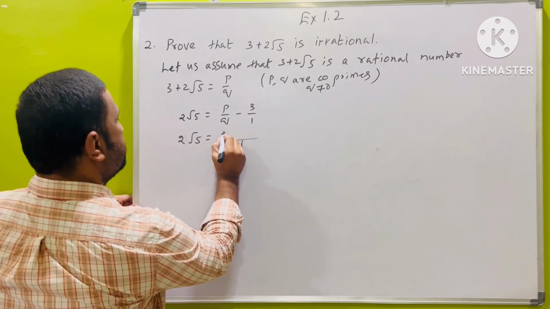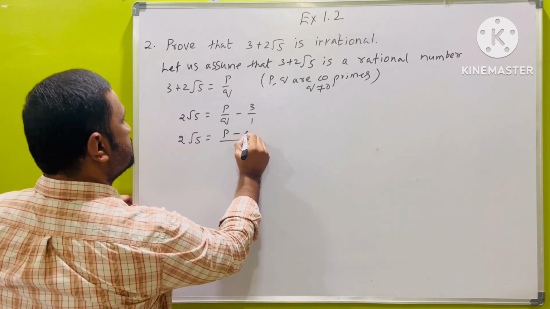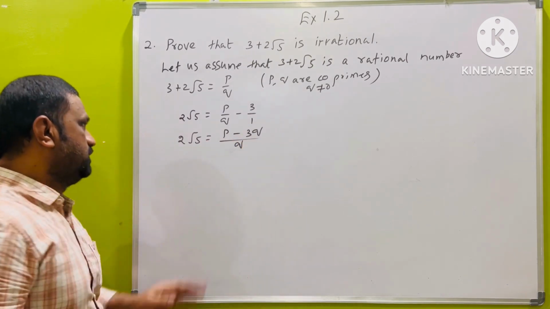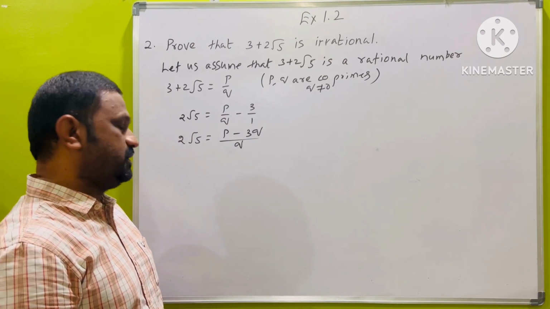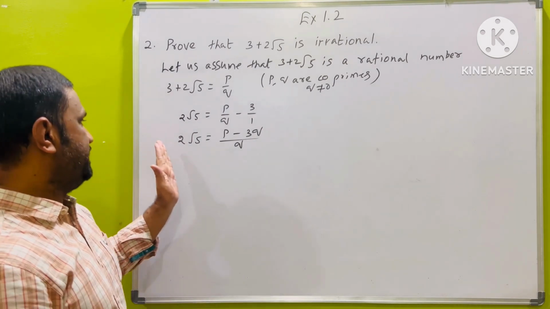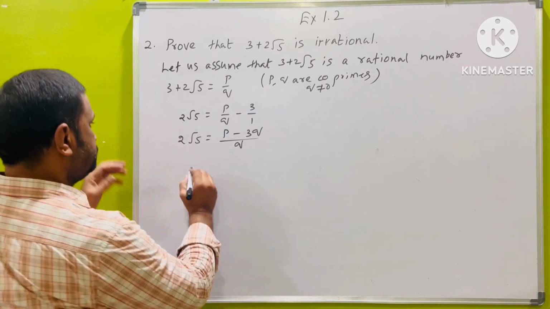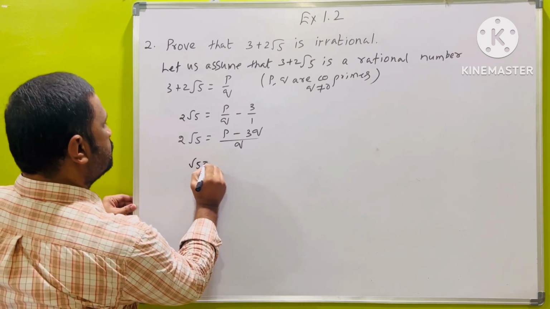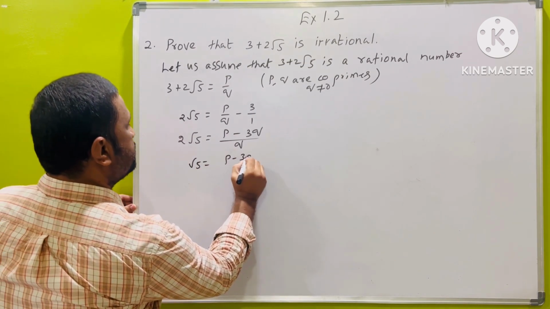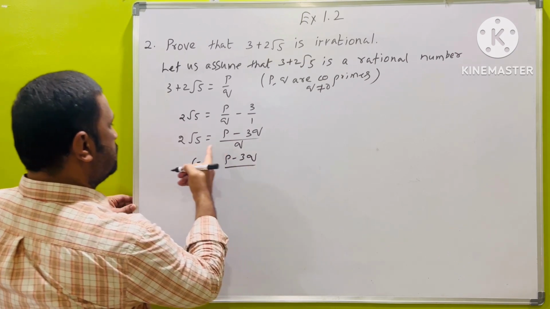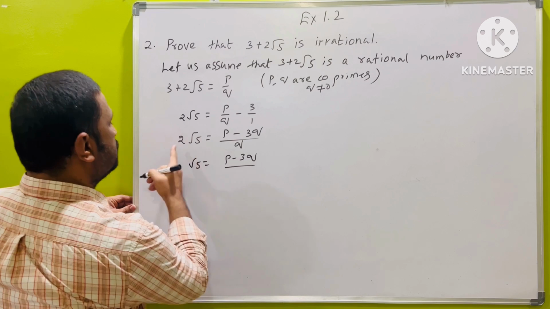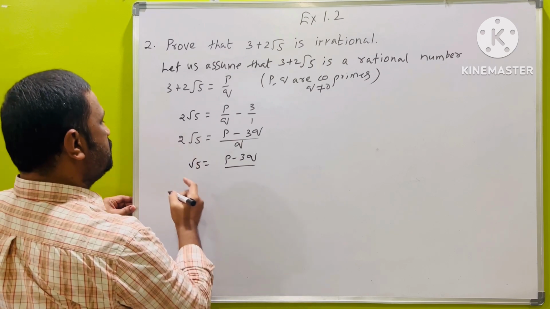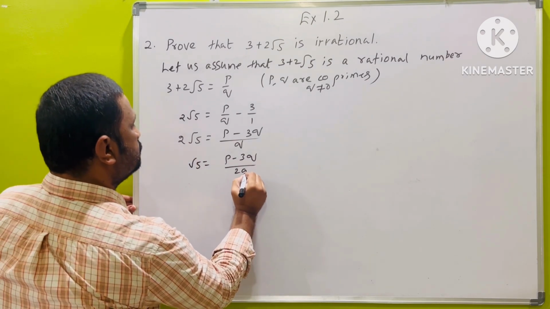We will get p minus 3q. 2 root 5 is equal to (p minus 3q) by q. Now I will send 2 to the right hand side. Root 5 is equal to (p minus 3q) by 2q. It goes under division, 2q.